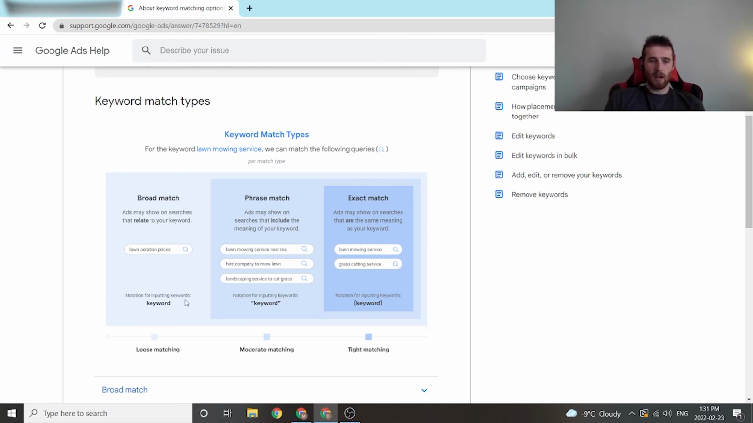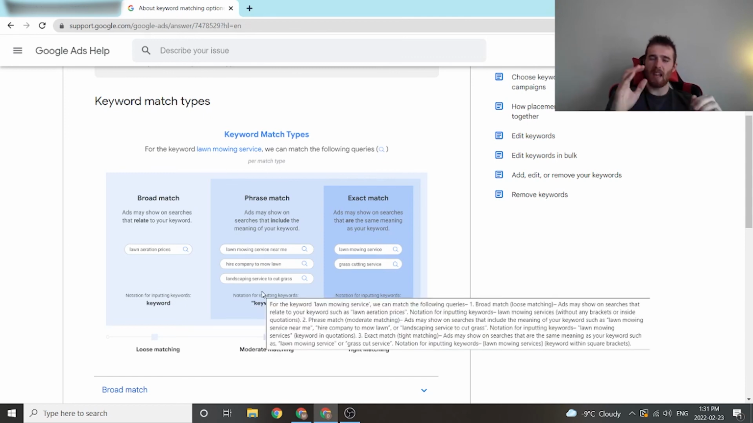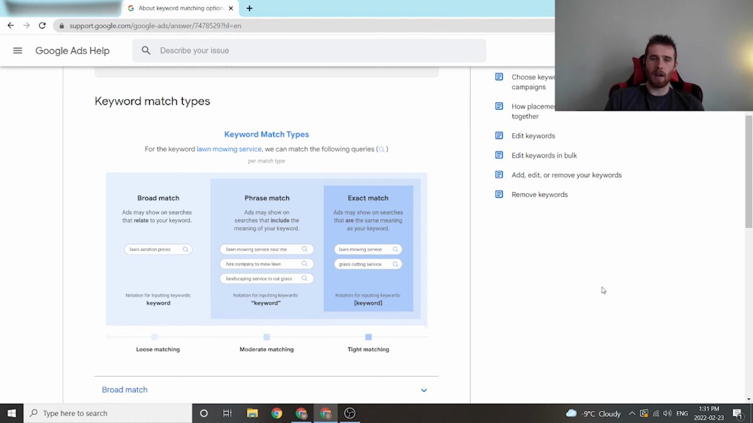It's very beneficial to start with phrase match. If you want to, you could add in a couple of broad match, but then move closer to phrase match, exact match. Tighten down the campaign. Make sure you're targeting the correct words. That's all for now.